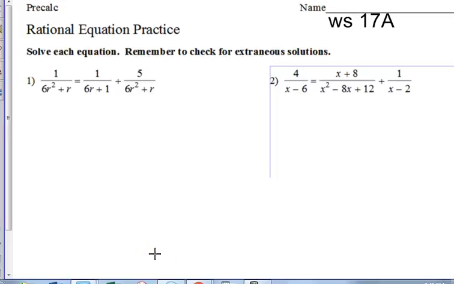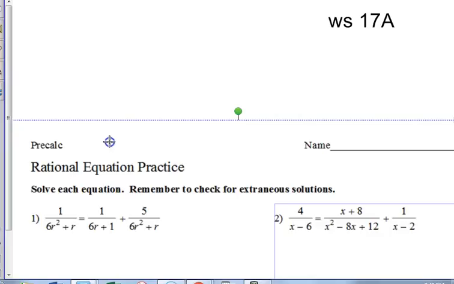All right, there are two questions on 17A that are circled that we're going to go over, and then we're going to talk about some stuff that's review for the test.